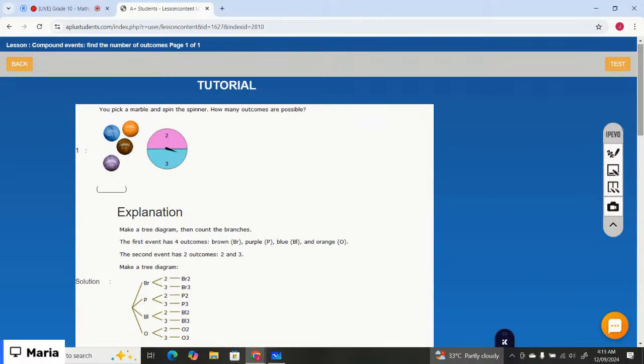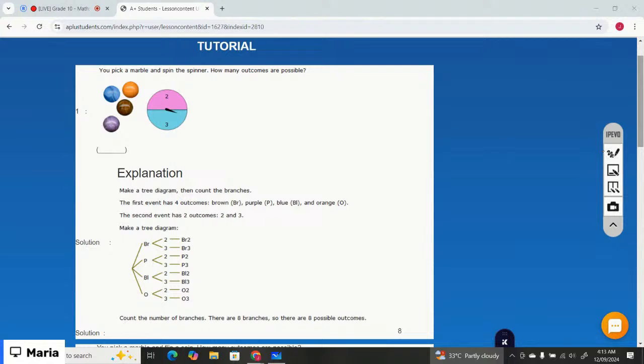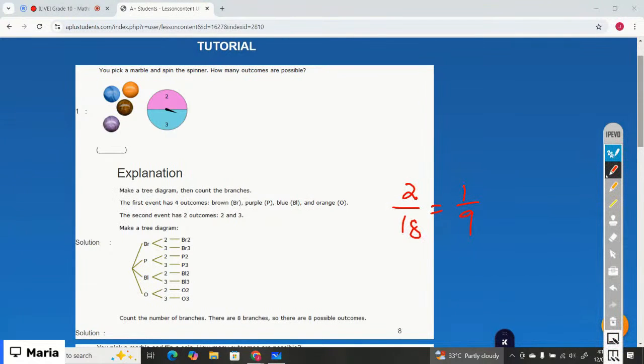Okay, so let me just read the question. You pick a marble and spin the spinner. How many outcomes are possible? So you have four marbles, right? And two outcomes for the spinner. You need to calculate the total possible outcomes. So how do you calculate? You need to just multiply them. That would be 4 times 2. The total outcomes are 8.